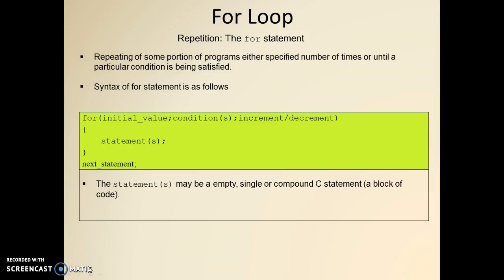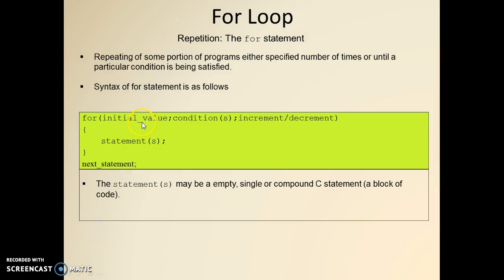Hi, here I am explaining the for loop statement, which is nothing but repeating some portion of a program either a specified number of times or until a particular condition is satisfied. The syntax of the for statement is as follows.